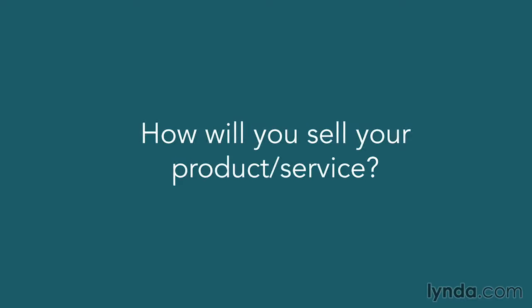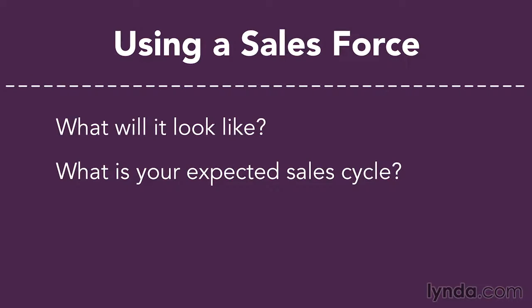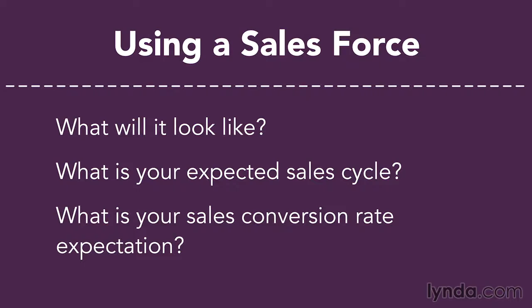In the sales section of your business plan, you have to spell out how are you going to sell your product or service. Will you use a sales force, or will you just go direct to consumer, maybe from your website? If you're using a sales force, what's the sales cycle going to look like? How long will it be? What's the conversion rate from prospect to customer? And make sure in the business plan, if possible, have supporting evidence for that.